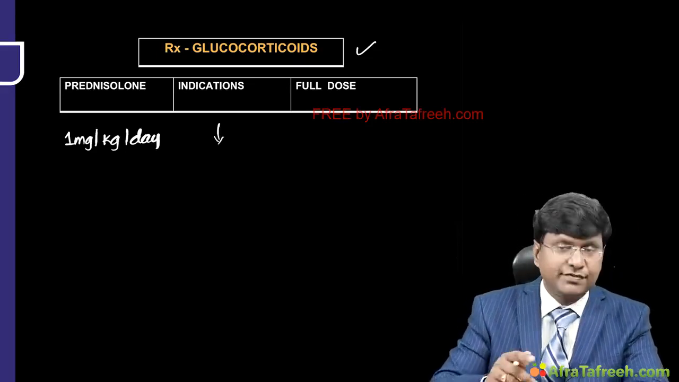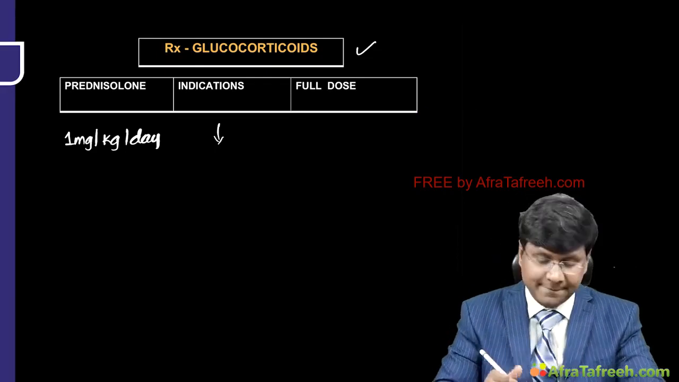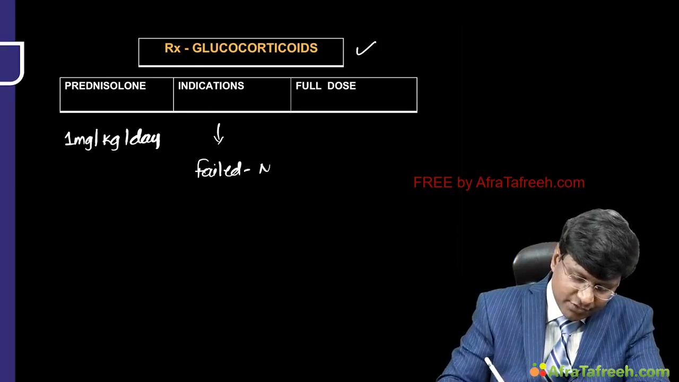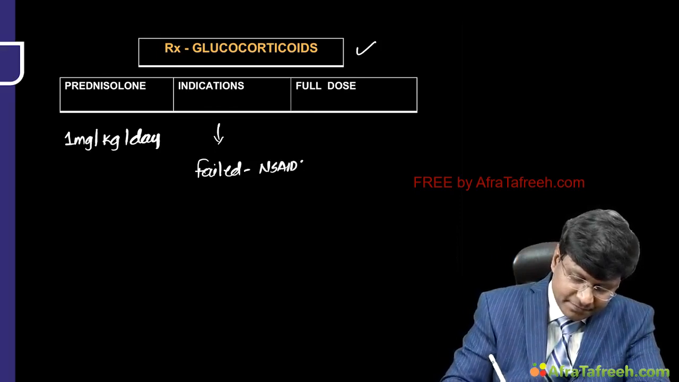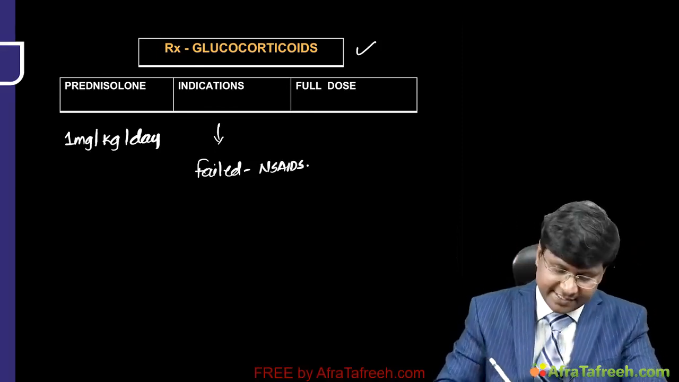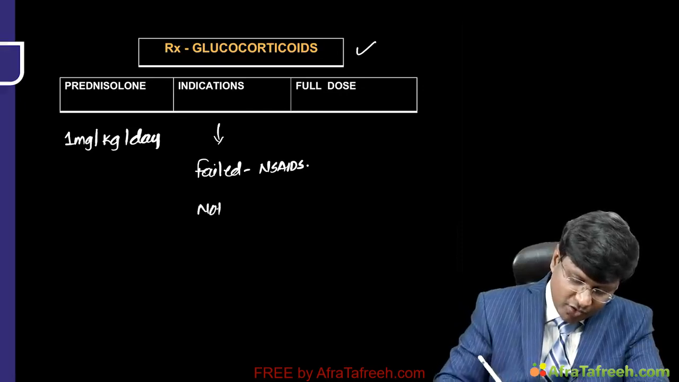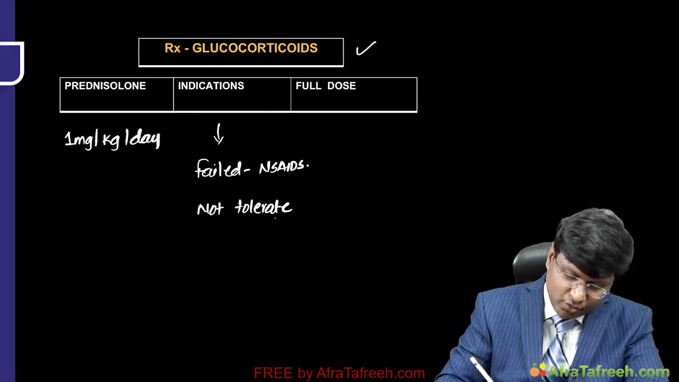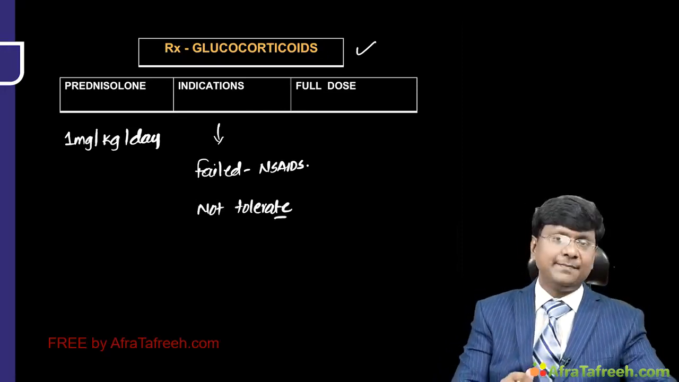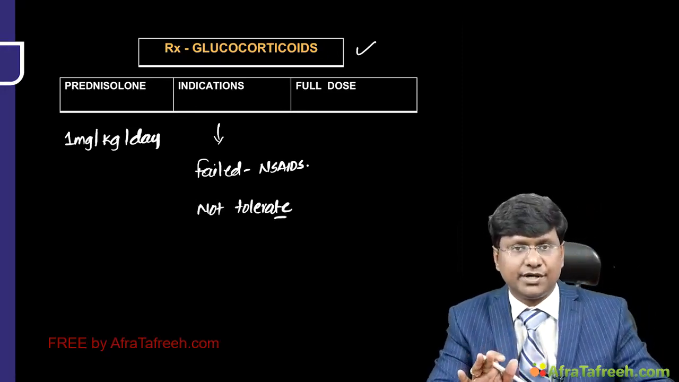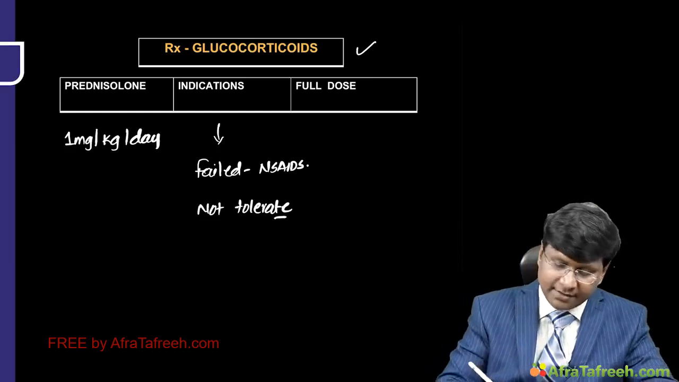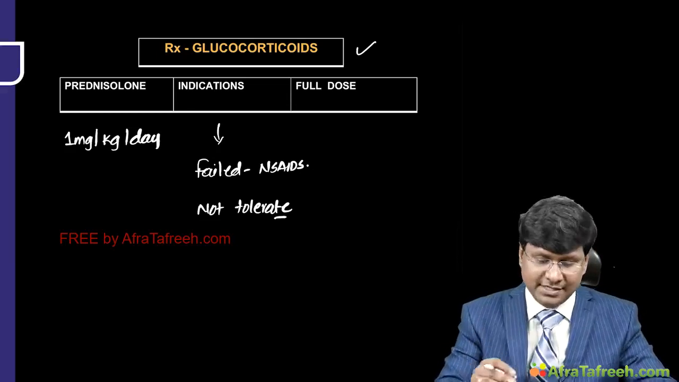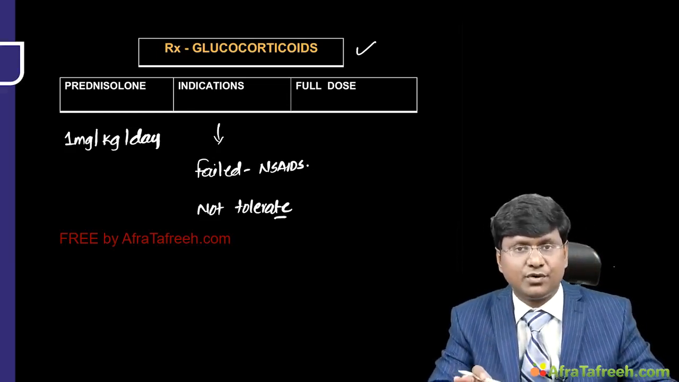But what are the indications for giving glucocorticoids? Indication is in those who have failed response with NSAIDs, or who cannot tolerate the NSAIDs. In them, you need to give glucocorticoids. So either there is no response with NSAIDs, or even there is no response with colchicine. That is the point when you need to give glucocorticoids.